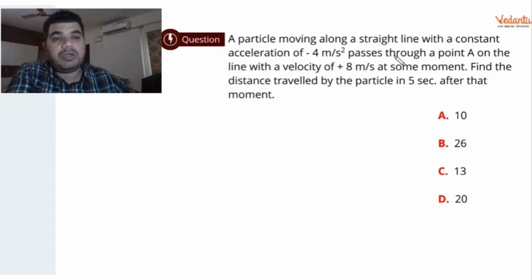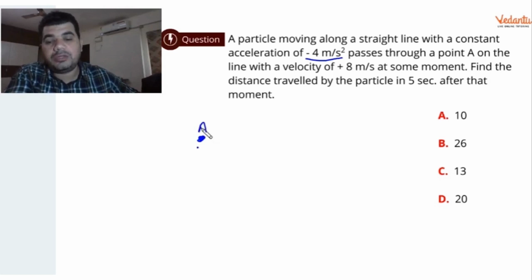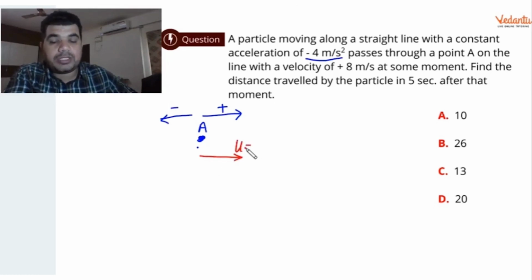See, a particle is moving along a straight line with a constant acceleration, and that constant acceleration is negative, meaning opposite to the direction of velocity. It passes through a point A on the line with velocity. Suppose we choose a point A and a direction. This direction is positive and this direction is obviously negative. Velocity is positive, that's why I took it in this direction, and it is 8 meter per second. Because acceleration is given as minus, the acceleration is 4 in the opposite direction.